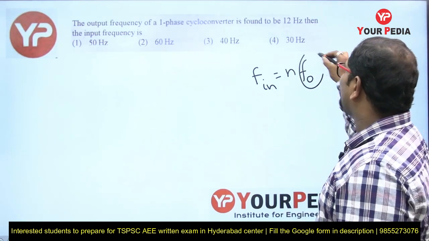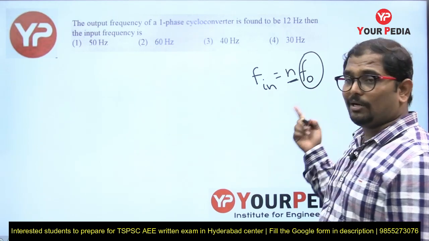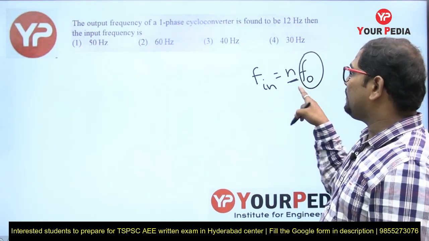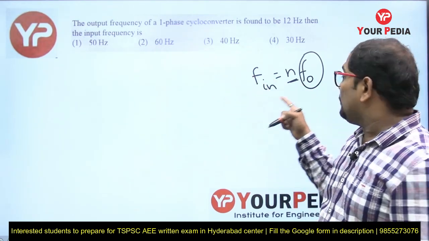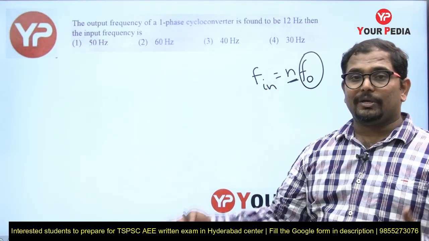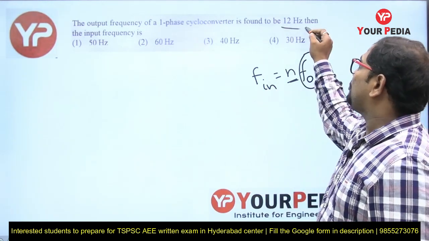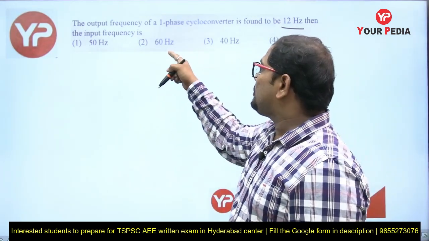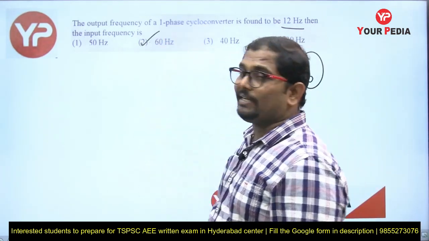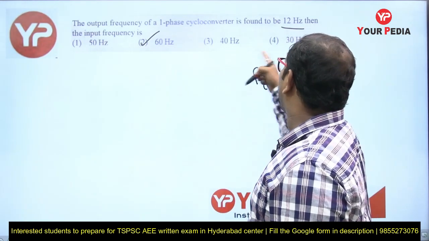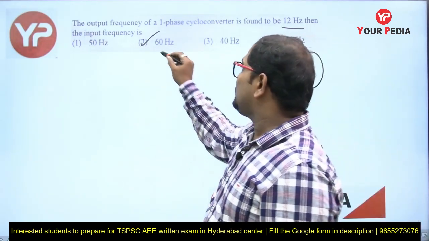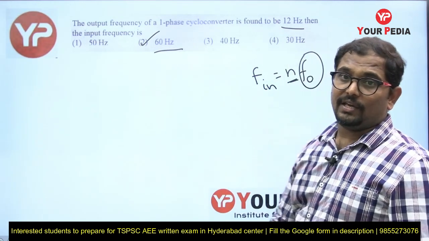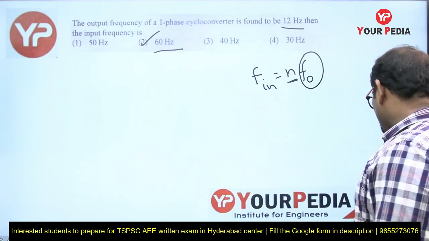So the output frequency we know, and we need to multiply it with some number. Which number satisfies the multiples of the output frequency? You need to pick that answer. So 12 is the output frequency. Is 50 a multiple of 12? No. 60 is a multiple of 12, right? 40 is not a multiple, 30 is also not a multiple. So the answer is 60 Hz. Let's move to the next question.